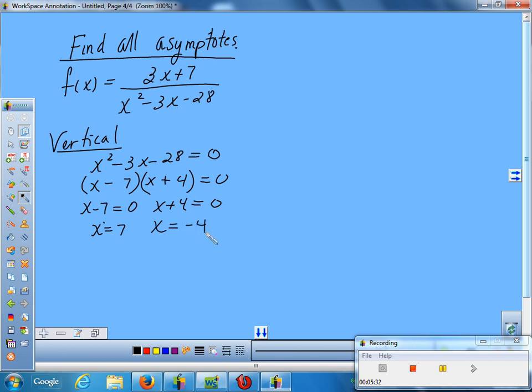Actually, if you write it like that, haven't you actually written it in the proper form of a vertical line? X equals 7 is your vertical asymptote. So when you solve it and write x equals, you're actually writing it in the proper form. So those would be your verticals. X equals 7, x equals negative 4. All right. Find me the horizontals.